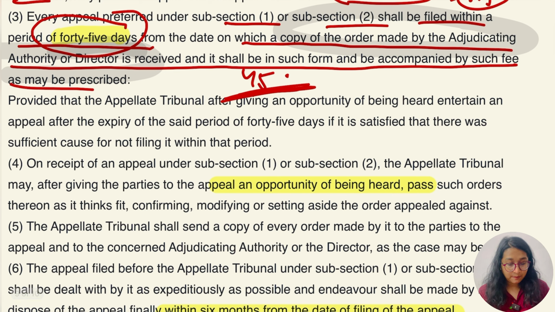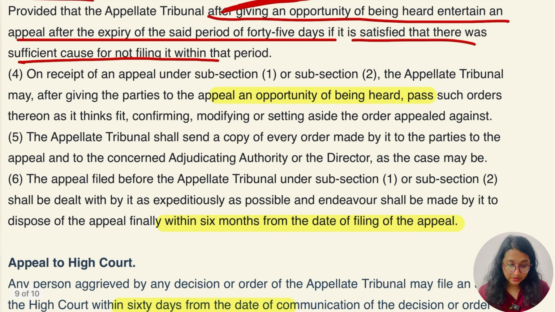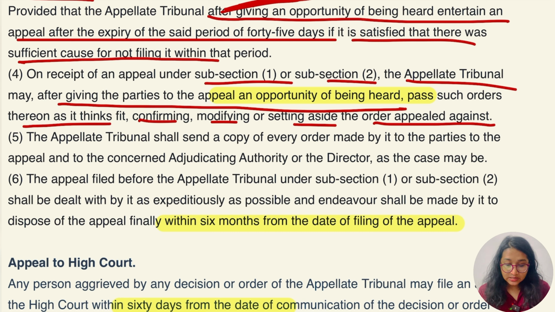Provided that the appellate tribunal will have to give an opportunity of being heard. After giving the opportunity of being heard, it may entertain an appeal after expiry of such 45 days if it is satisfied that there was sufficient cause for not filing it within the prescribed time. On receipt of an appeal under subsection 1 or subsection 2, the appellate tribunal may, after giving the parties to the appeal an opportunity of being heard, pass an order confirming, modifying or setting aside the order appealed against. The appellate tribunal shall send a copy of every order made to the parties to the appeal and to the concerned Adjudicating Authority and director.